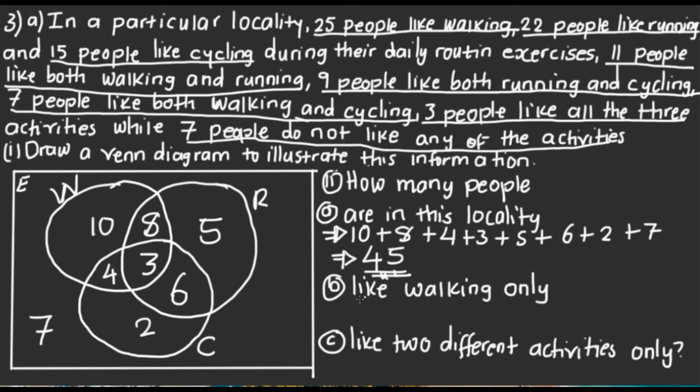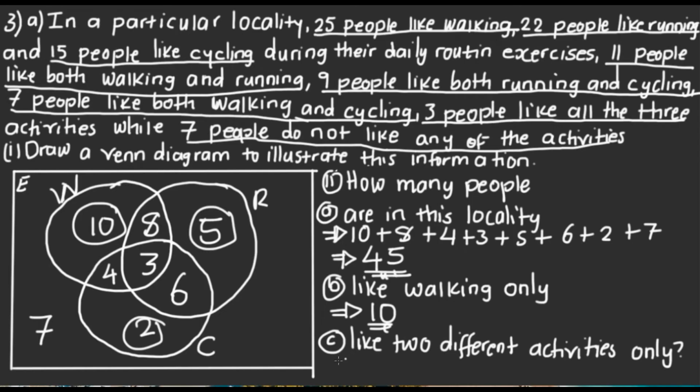Then for B, like walking only. So the region for walking is here. Now from the numbers that we have, which one refers to those that did walking only? So if you look at 8, 8 is part of W and R. 3 is part of W, R and C. 4 is part of W and C. Then 10 is the only number in W only, so we just say 10. So remember, 10 did walking only, 5 running only, 2 cycling only.